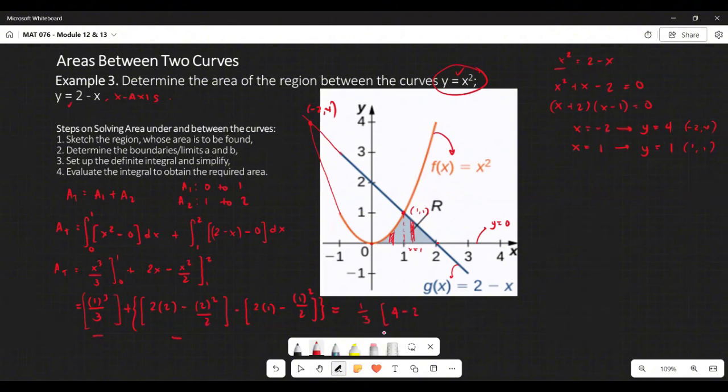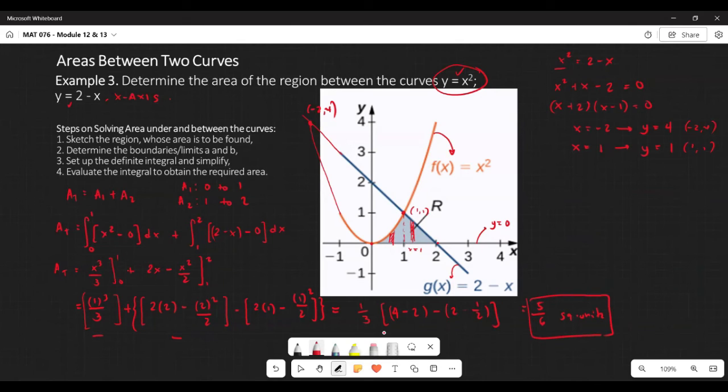4 minus 2. Tapos yung last one is 2 minus 1/2. Try natin i-simplify. Yan ay magiging 5 over 6 square units. So be careful lang class sa inyong grouping symbol and sa sign kasi doon tayo usually namamali.